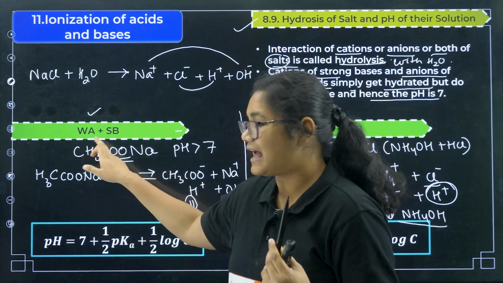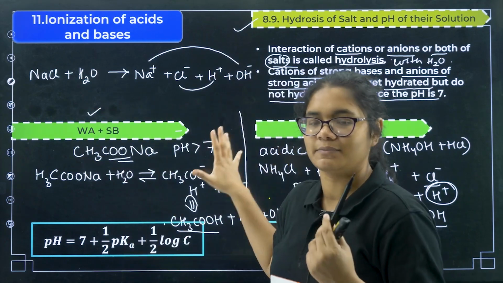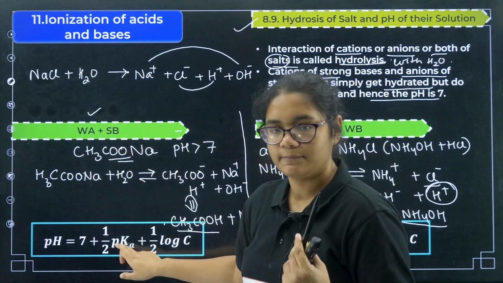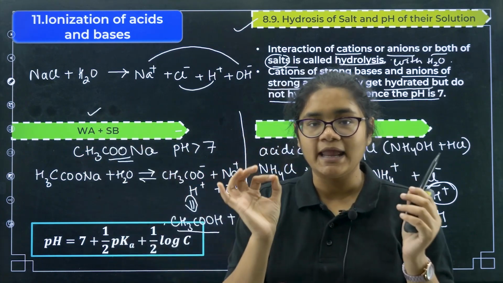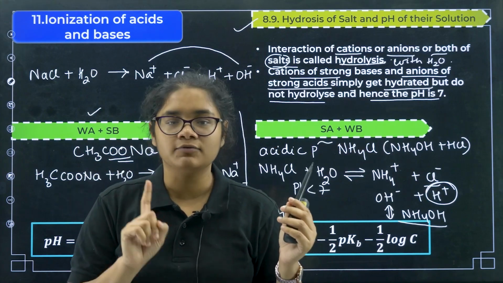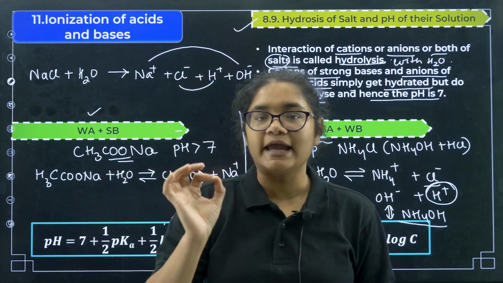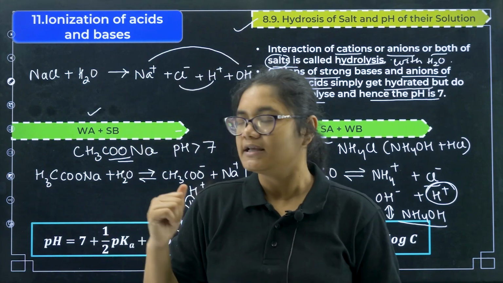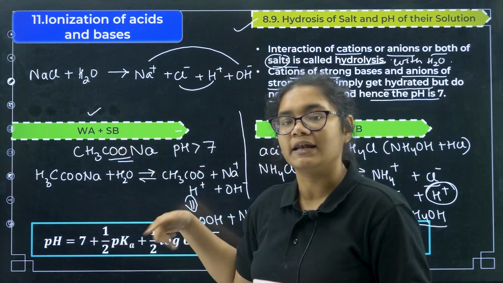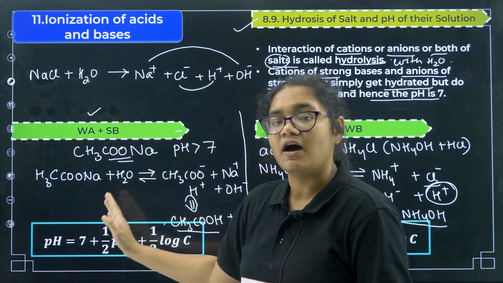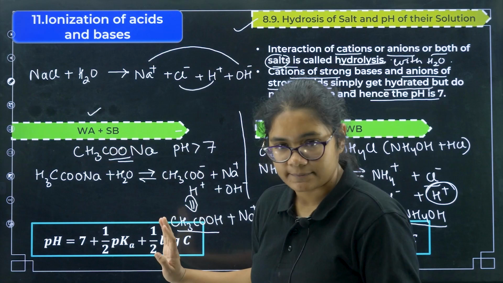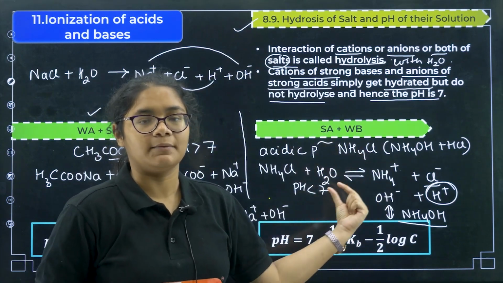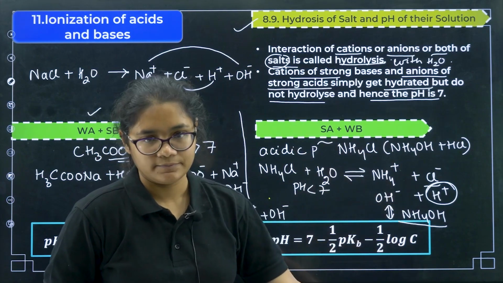Now remember, for acid it is always plus, and for base it is minus. For the formula, I am telling you: 7 plus half pKa. Ka and Kb, the dissociation constants, are always for weak acid and weak base. You cannot find a Ka for a strong acid. So generally, Ka dissociation constants are for weak acids. Here a weak acid is there, so in the formula I will get a Ka. So 7 plus half pKa plus half log C. Now here we have a weak base, so the formula will be 7 minus half pKb minus half log C.